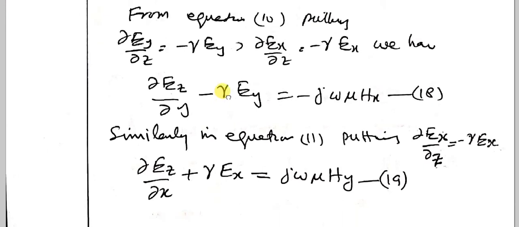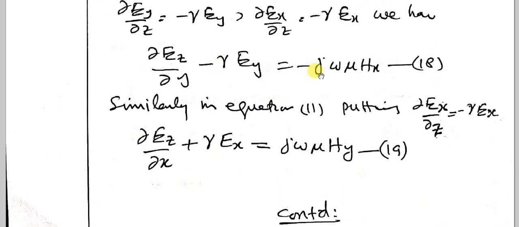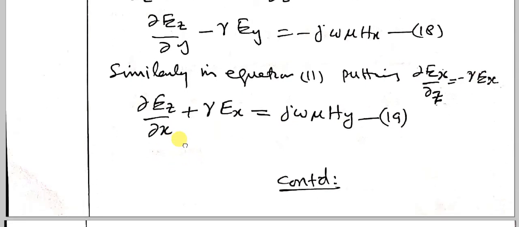By putting these values we get equation number 18: minus gamma Ey is equal to minus j omega mu Hx. Similarly, in equation 11, putting delta Ex by delta z equal to minus gamma Ex, we get this relation, equation 19: delta Ez by delta x plus gamma Ex is equal to j omega mu Hy, equation number 19.